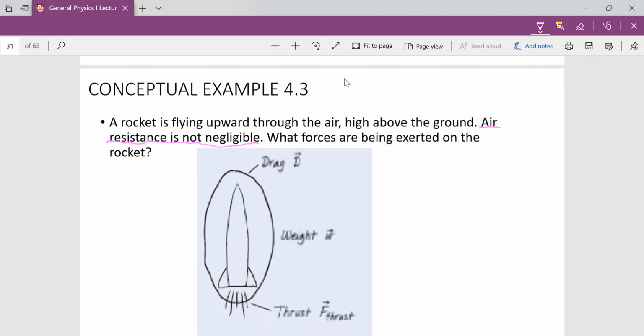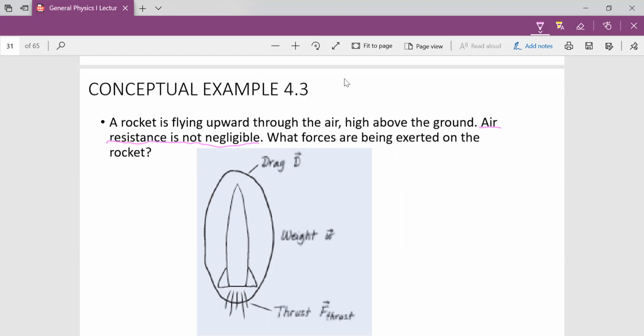And the question is, what forces are being exerted on the rocket? So we see the rocket take off. We'll have the thrust, that is the force of thrust. We'll have also the influence of gravitational pull, which is weight. And then we'll have the drag, because it's going to be bumping into the air. So we'll have the drag, it's going to experience that drag force.